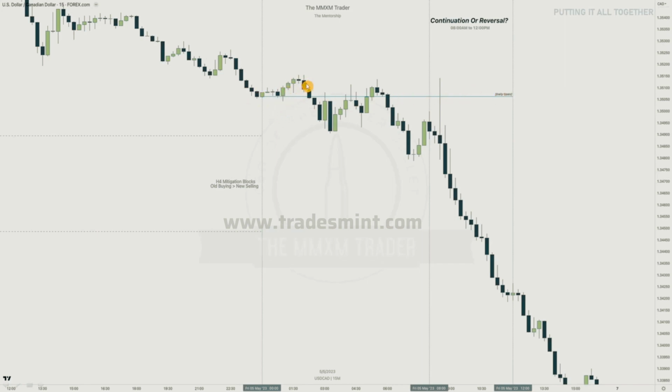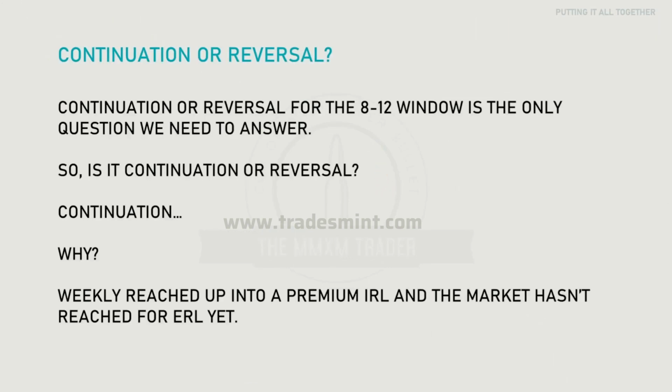We can see accumulation of short orders above marketplace over here. And then is there any significant buy stop or sell stop ran already? And is there a new target do we have? So asking yourself continuation or reversal, what is more likely to happen in that 8 a.m. to 12 p.m. time window is the only question you need to answer for yourself. So continuation or reversal.